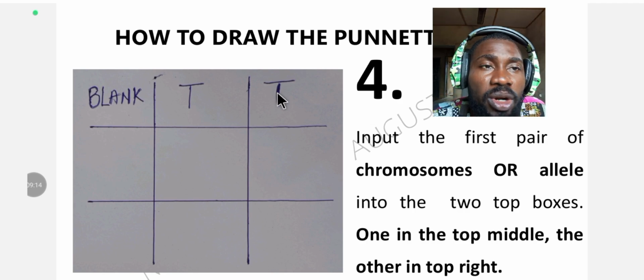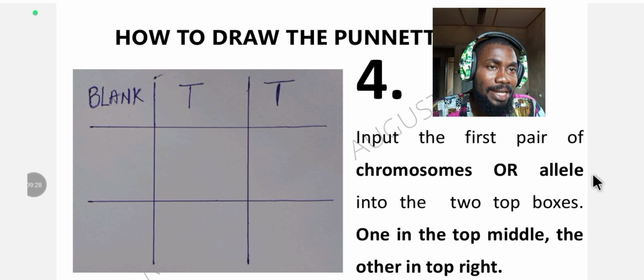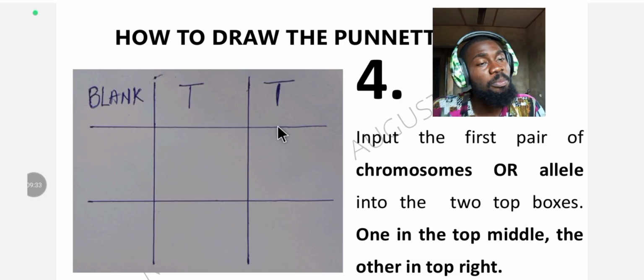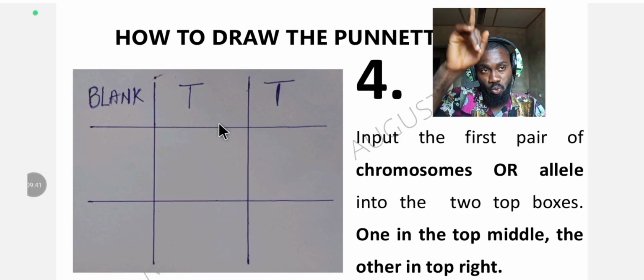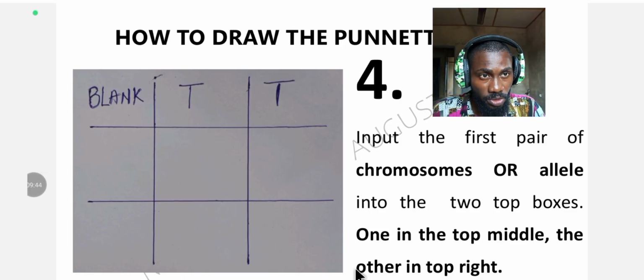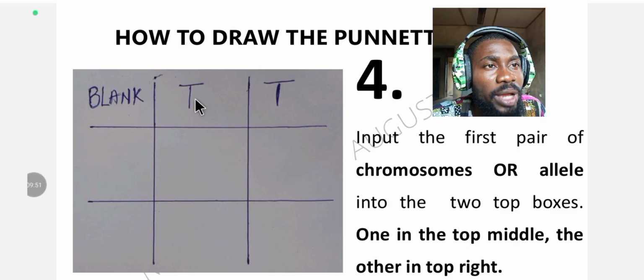The fourth step of drawing the Punnett square. What do you do? Input the first pair of chromosomes or alleles into the two top boxes. So the two top boxes, that's the boxes at the top, the two. One in the top middle, the other in the top right. Looking at the diagram we have here now.